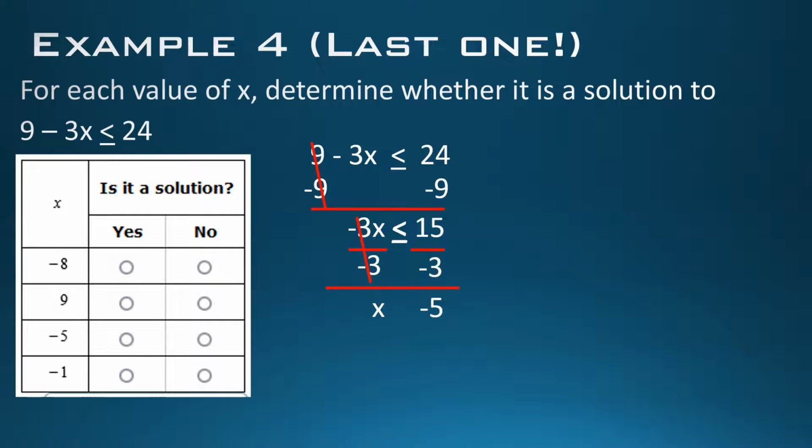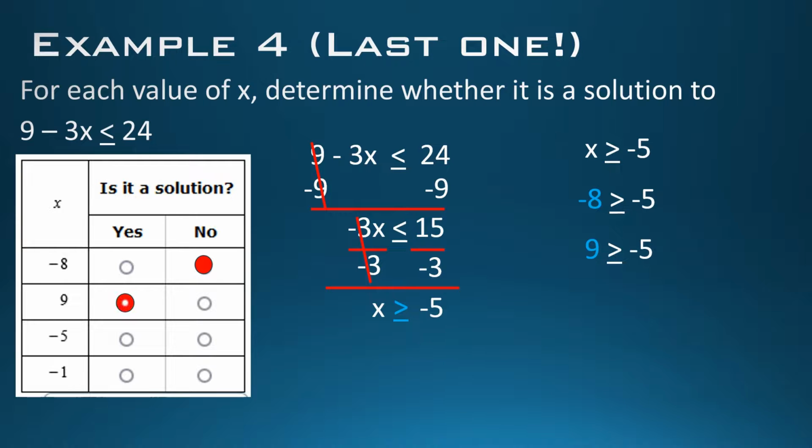So it's going to give us x and negative 5, but here's the thing. When you have an inequality, if you multiply or divide by a negative, it flips the sign. So we're going to have x is greater than or equal to negative 5. So now that we know that, we have to start putting in the values. So let's put in negative 8 for x. Is negative 8 greater than negative 5? Absolutely not.